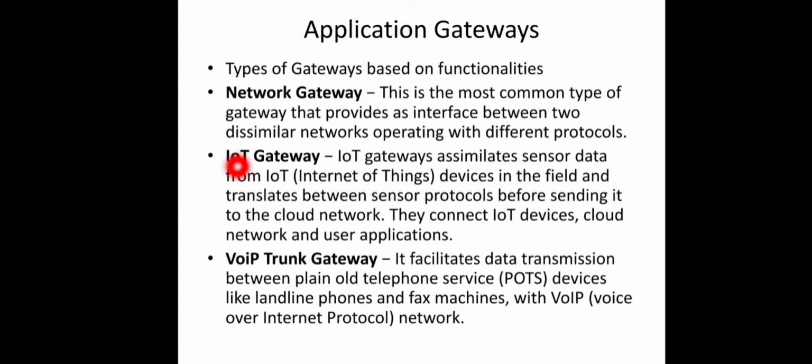And then we have the IoT gateway. IoT gateways assimilate sensor data from IoT devices in the field and translate between the sensor protocols before sending it to the cloud network. So if you want to connect an IoT device to a network, we can use this IoT gateway. And then the voice over IP trunk gateway facilitates data transmission between plain old telephone service, that is POTS, devices like landline phones and fax machines, and the voice over IP, VoIP, network. So these are different types of application gateways.